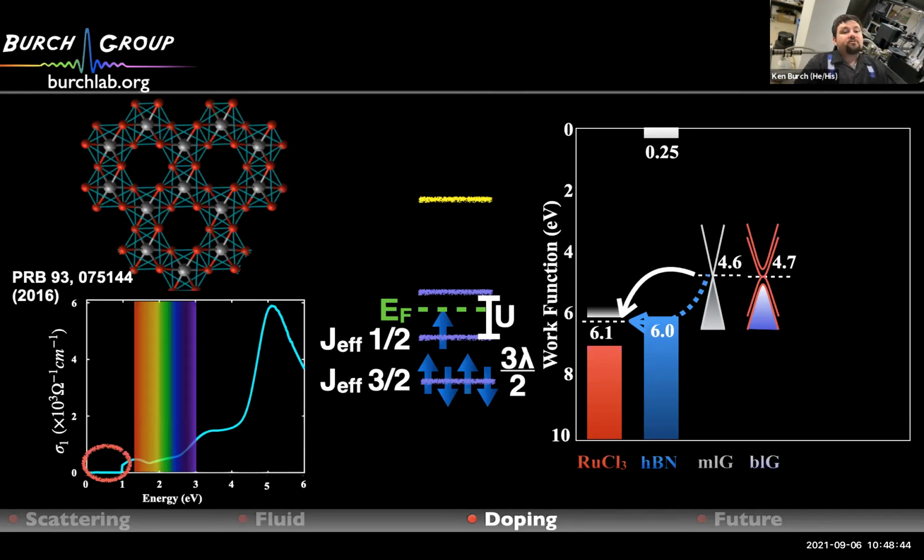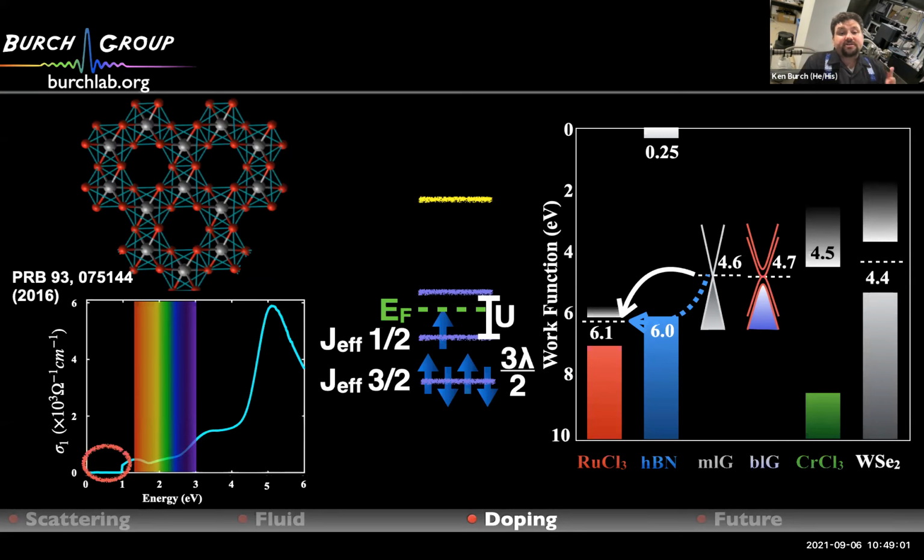Now, it won't work with chromium chloride. So this is another example where it's not enough to just have a nice electronegative system, right? Because here you have a big band gap, a sort of conventional insulator, and so basically there are no states that are useful for either donating or accepting electrons, say, into graphene. However, it does work for tungsten selenide, and I won't show you any of our data, but it's in the paper where we demonstrated that indeed you can use ruthenium chloride as an acceptor for tungsten selenide.